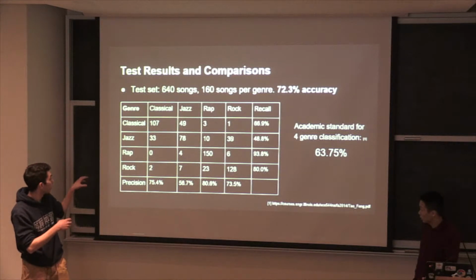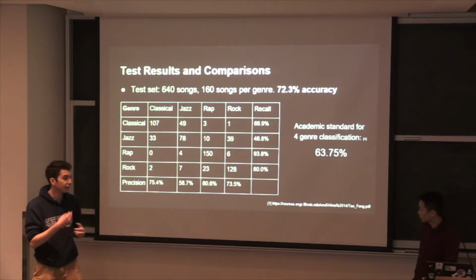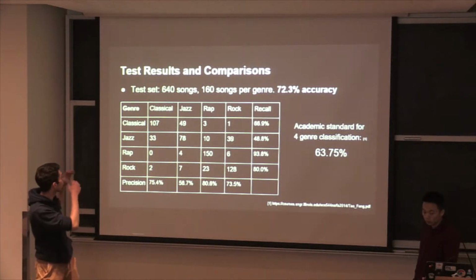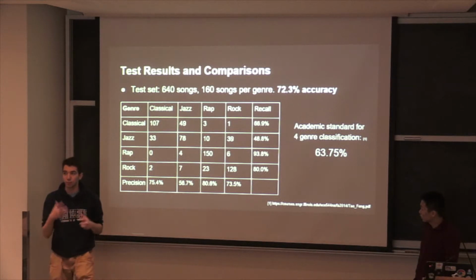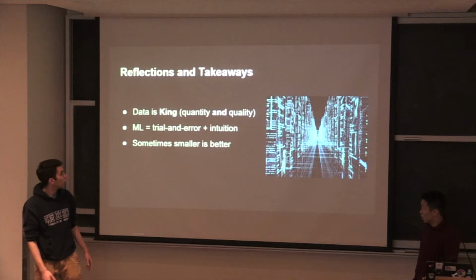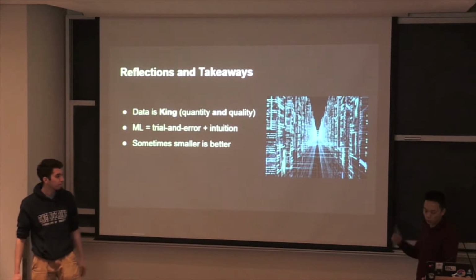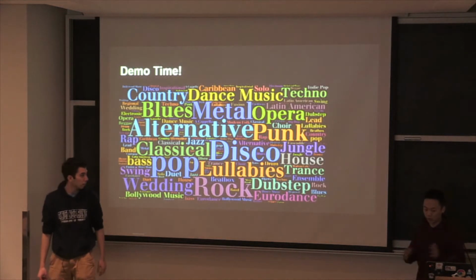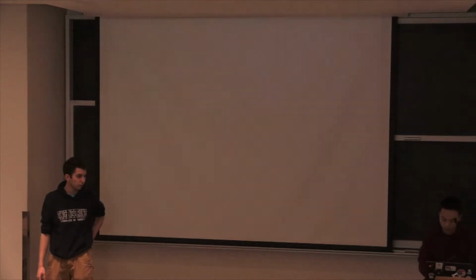As we can see, rock and rap, it's very good at detecting what those songs are, but if you go to classical and jazz, the model becomes a little bit more ambiguous and it can't really tell the difference between them very well. Okay, so I guess before we do reflections and takeaways, let me show you guys the demo.